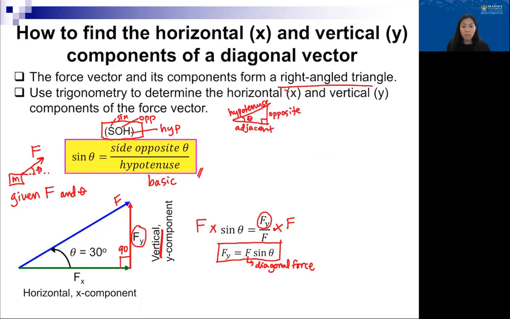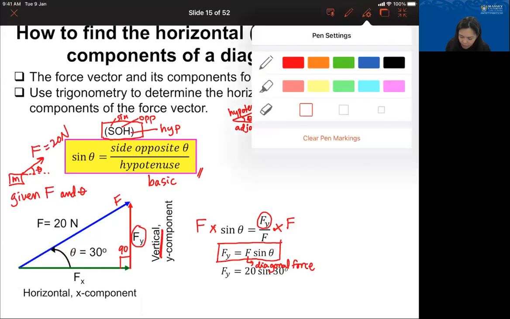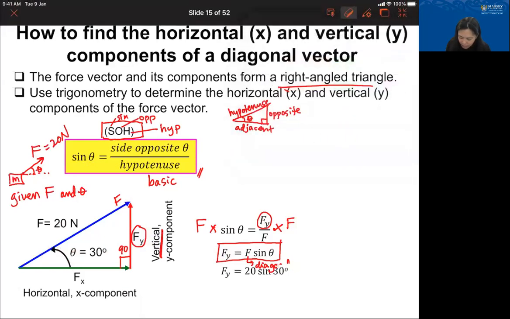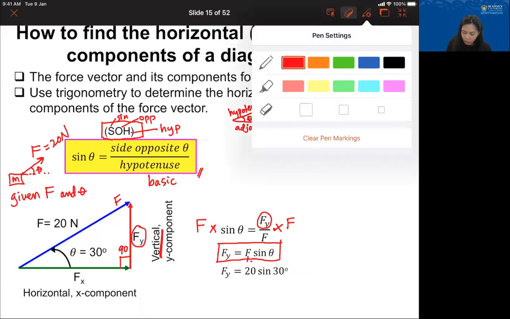So let's put some numbers, and hopefully that will make it clearer. Let's say you are pulling with a force of 20 newtons, with an angle of 30 degrees from the horizontal floor, for example, and you want to find the vertical component. Let me just clear this up. Right, so F, that's the diagonal force.